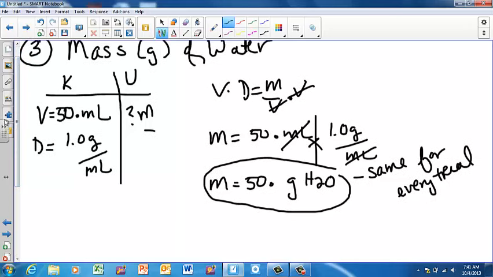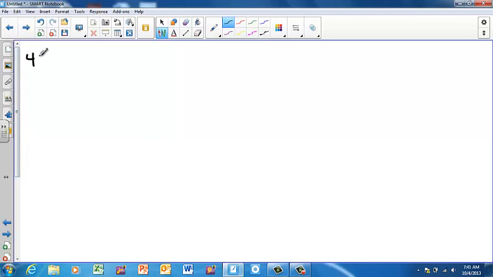grams of water. Now, I know for all the other calculations we've done trial 1, trial 2, trial 3, trial 4. Well, the good news for this one is that it is the same for every trial. So you do not have to redo it. Okay, it's done. There you go.